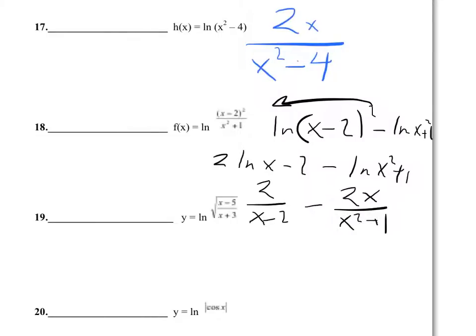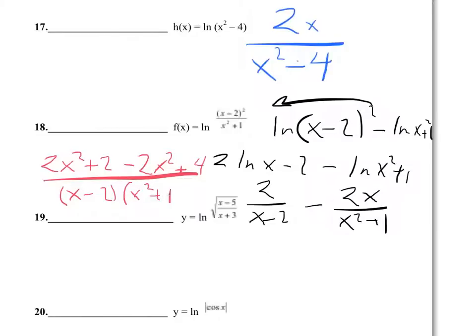Okay, if you want to find a common denominator, you can. That would be 2x squared plus 2 minus 2x squared plus 4, all over x minus 2 times x squared plus 1. So you could just write it as 6 over x minus 2 times x squared plus 1. Okay.